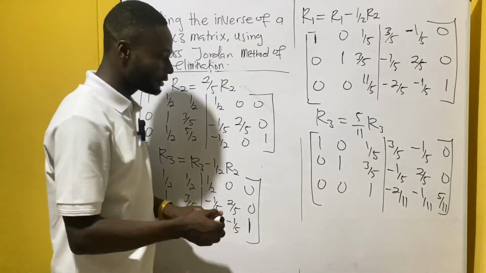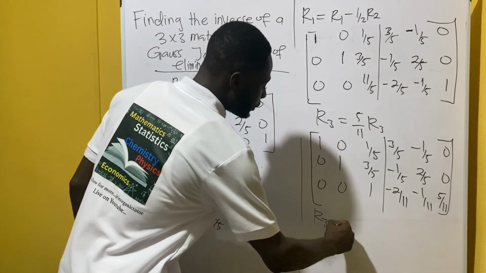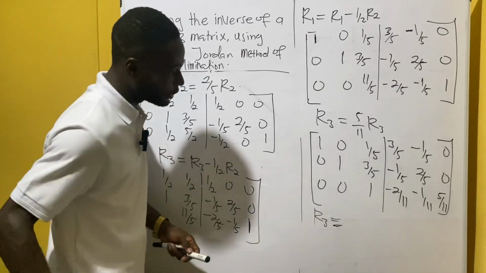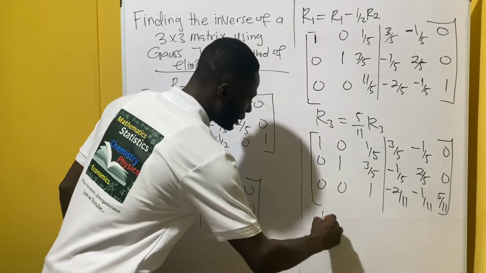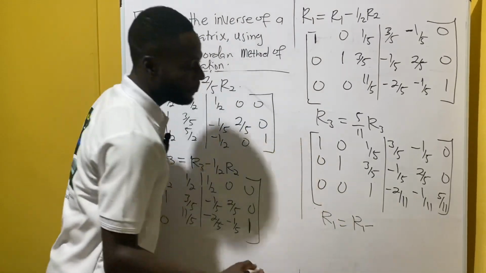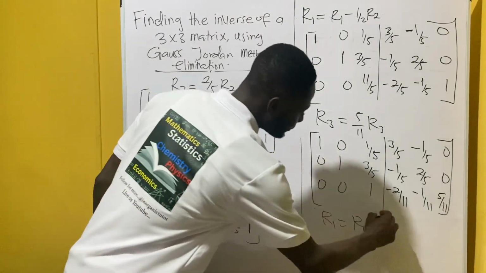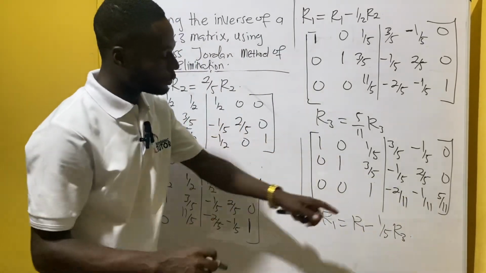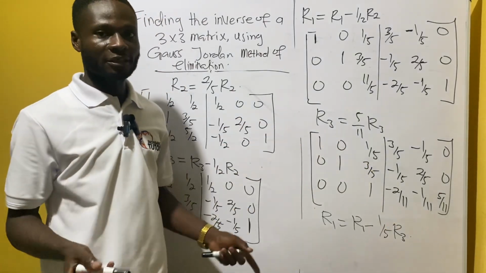So we want to eliminate the third element on the first row. So we say that row 1 should be equal to row 1 minus, guess what is going to be? 1 on 5 row 3, because 1 times 1 on 5 is 1 on 5 minus 1 on 5 is 0.